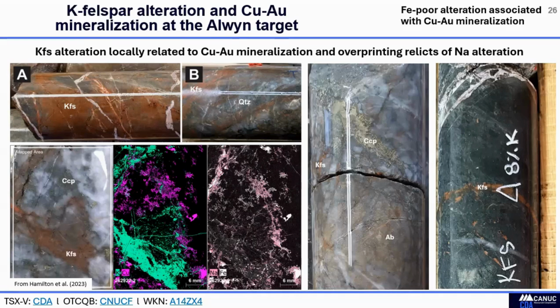So the images at the bottom are micro XRF images, imaging different elements within these rocks. We can see in pink on the image to the left the relics of the sodic alteration, whereas the green on the image in the middle would be the potassium, and the purple would be the copper.